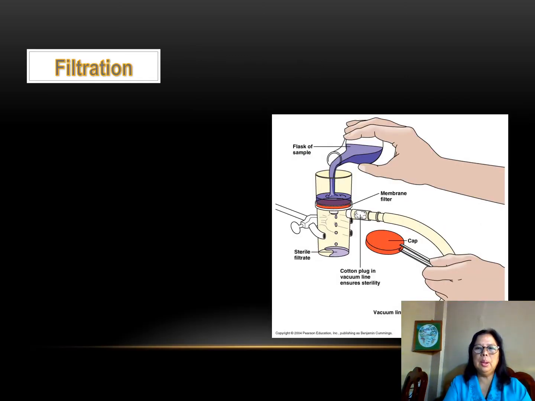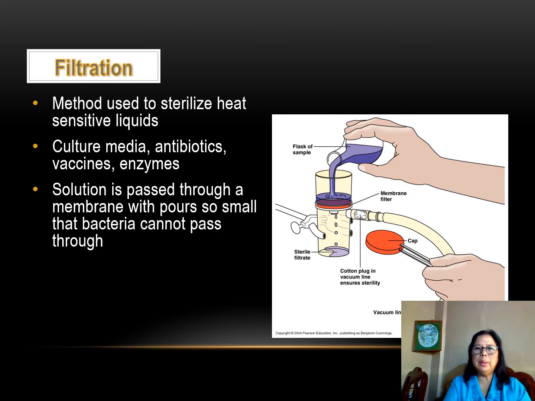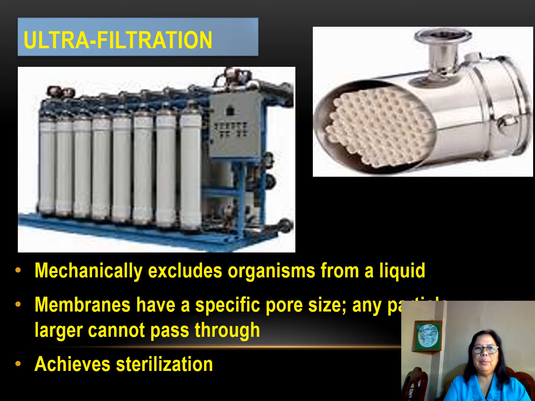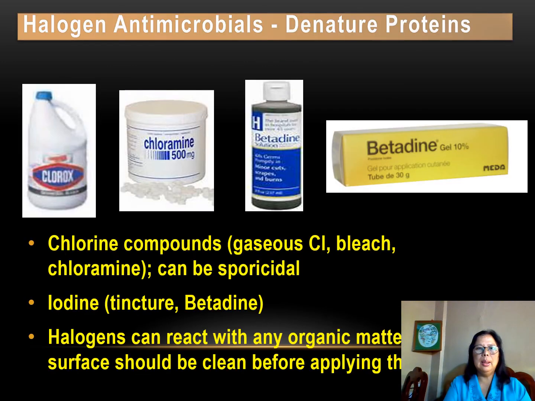Okay, this is a simple illustration of filtration in water treatment, and sometimes filtration is also used in ordinary laboratory or clinical laboratory practices. This is the ultrafiltration used in water. And we have the chemical agents. The target of chemical agents are the cell membrane, the key protein, and the nucleic acid. And these are the things that are usually seen in the laboratory and also likewise at home.